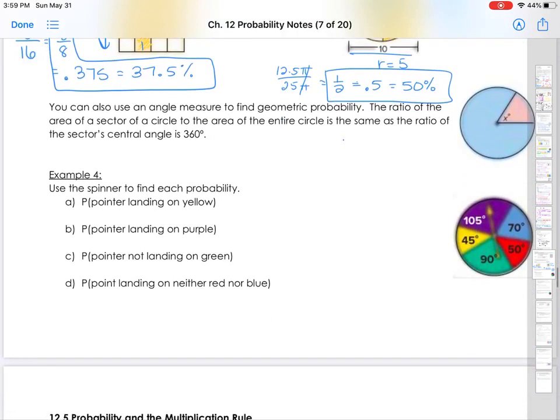Okay, so we have our shaded, we have our entire, and we need to do the division. So that's 12.5 pi divided by 25 pi. The pi's can cancel out. That is 1/2, or that's 0.5, or that's 50%.